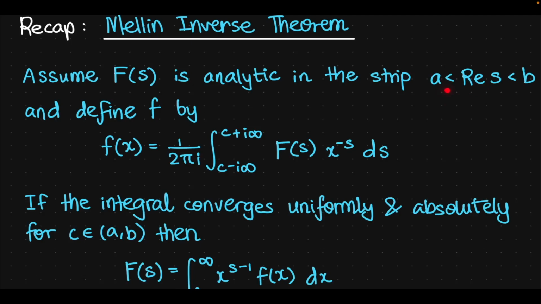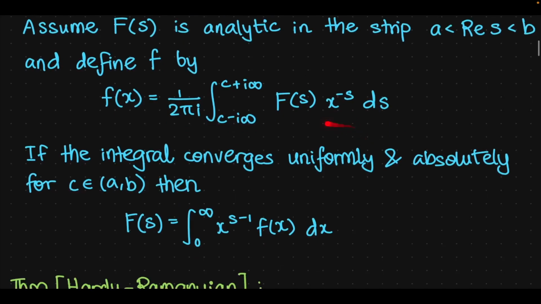Now, in this case, we're saying there's a strip such that the real part of s is between a and b. And then we can define small f by f of x equals 1 over 2 pi i, integral from c minus i infinity to c plus i infinity, capital F of s, x to the minus s ds. Now, this almost looks like the inverse transform of capital F of s, but the condition for this to be the Mellin inverse is that the integral should converge uniformly and absolutely for c in a and b.